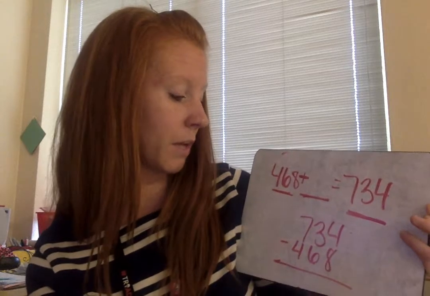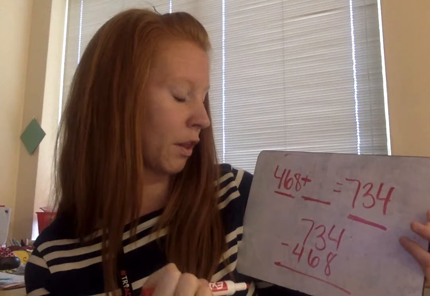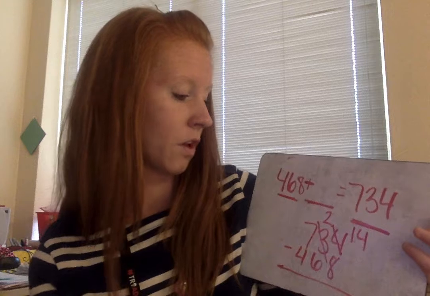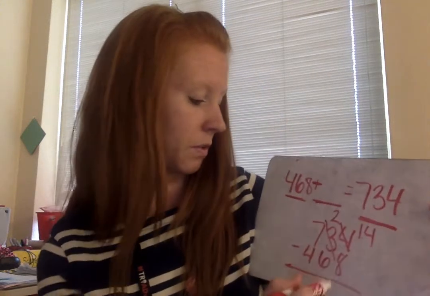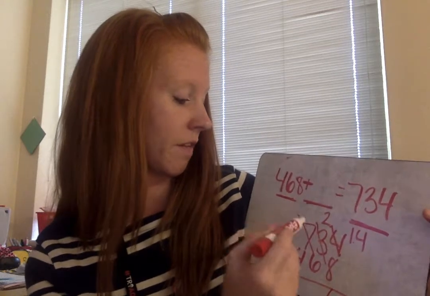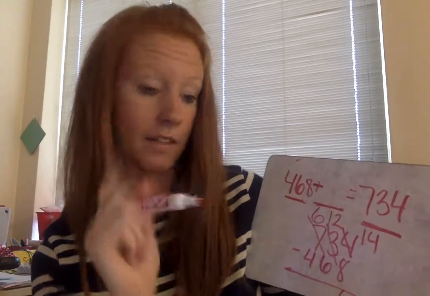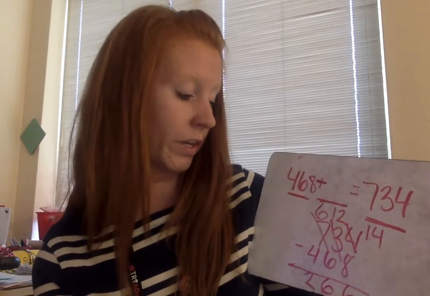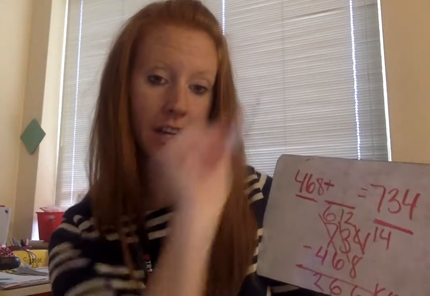So we always start in the ones place. 4 take away 8, can't do it. So we're going to regroup and use the 3. The 3 becomes a 2, and the 4 becomes a 14. 14 take away 8, we have 8, 9, 10, 11, 12, 13, 14. So 6. 2 take away 6, can't do it, so we regroup with the 7. The 7 becomes a 6, and the 2 becomes a 12. 12 take away 6, that's a double fact, so we know it's 6. 6 take away 4 is 2. So we know that he has driven 266 kilometers. If you got it right, give it a star.